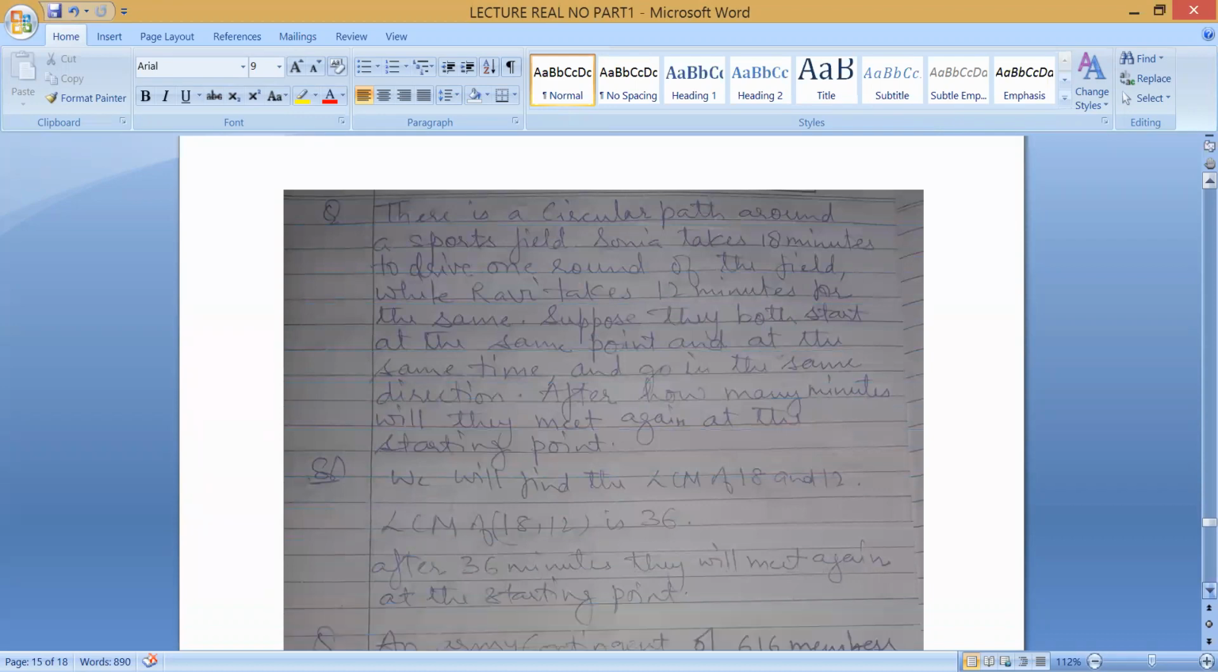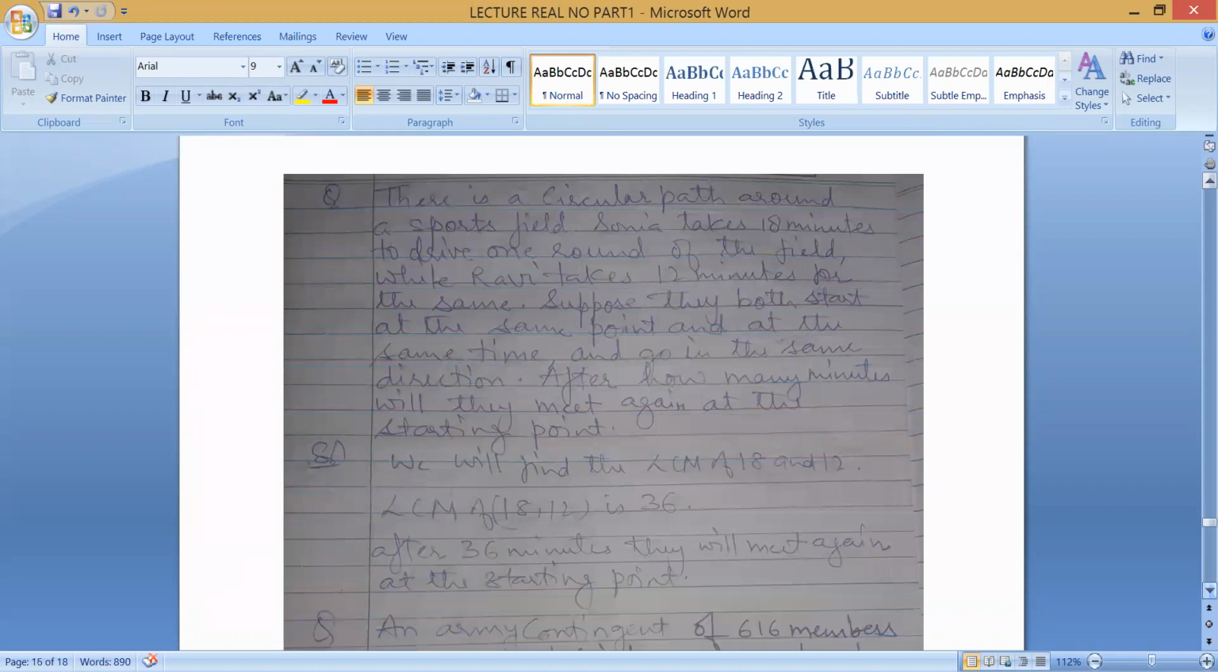another important question. There is a circular path around a sports field. Sonia takes 18 minutes to drive one round of the field, while Ravi takes 12 minutes for the same. Suppose they both start at the same point at the same time and go in the same direction. After how many minutes will they meet again at the starting point?